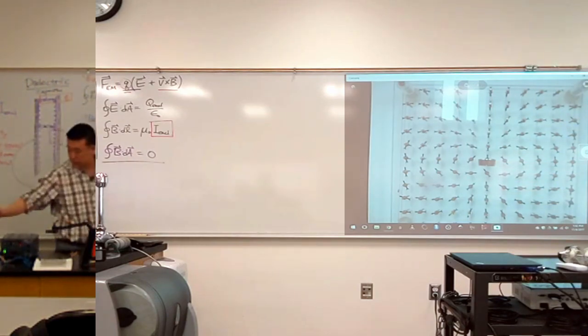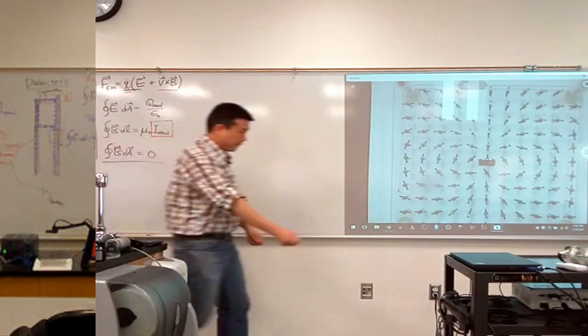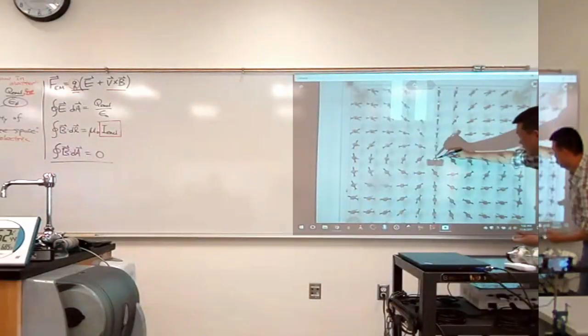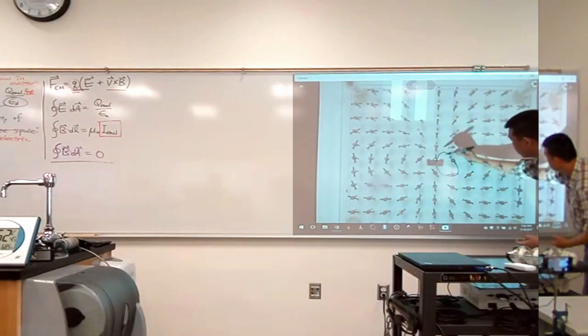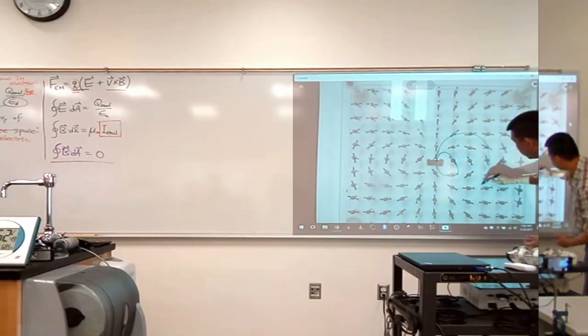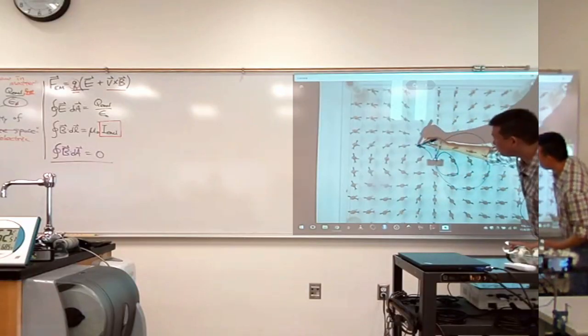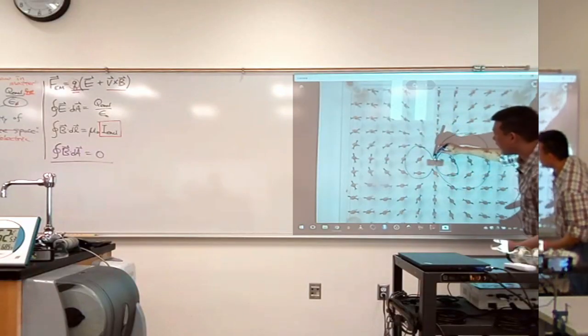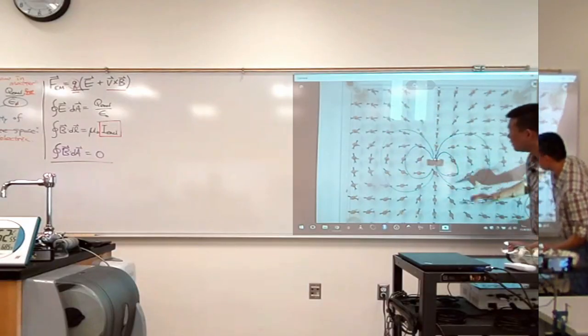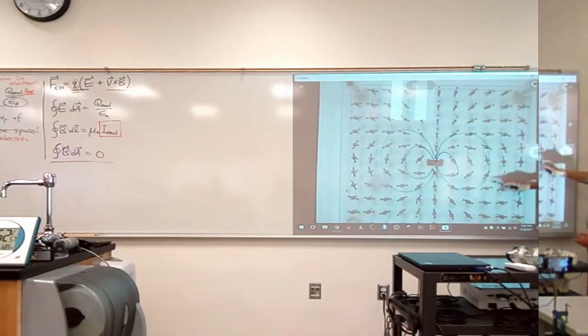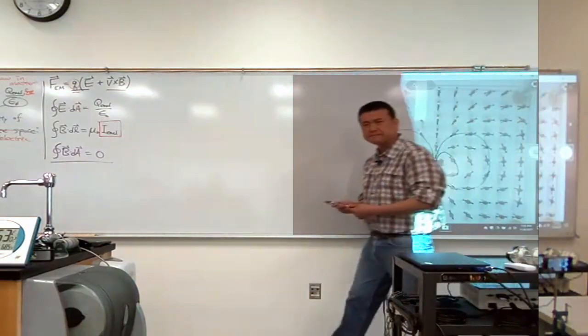So when you imagine these magnetic field lines, let me just draw a few here. This field line here, this field line here. They never really end anywhere. They simply go through a loop and then come back to itself. So why is that?